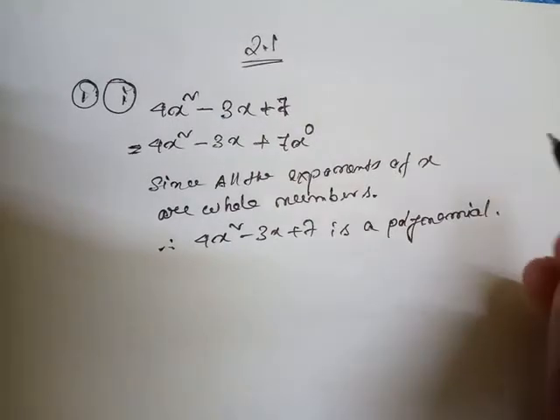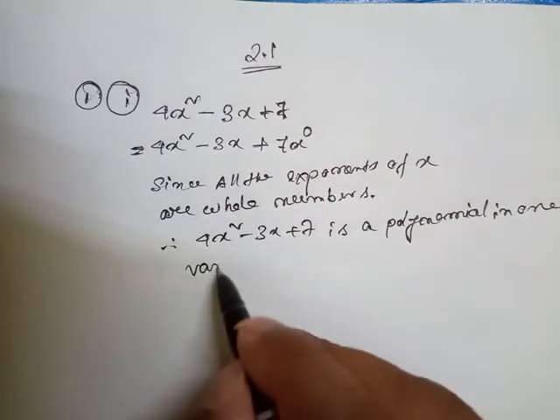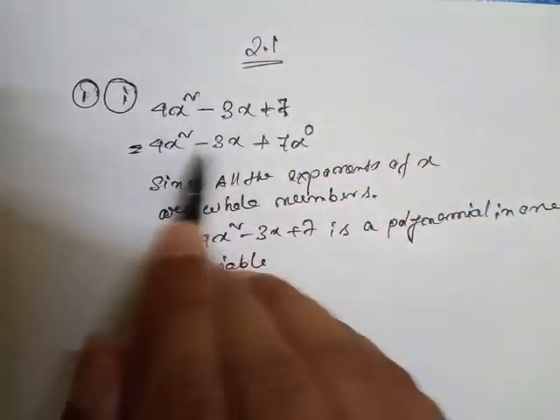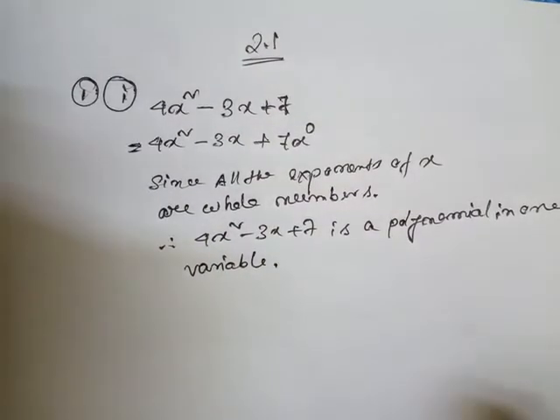Polynomial in one variable. Why? Because there is only x, there is no other variable like y, z, only x. That's why it is called one variable. Now students, 1 Roman 2 is there.